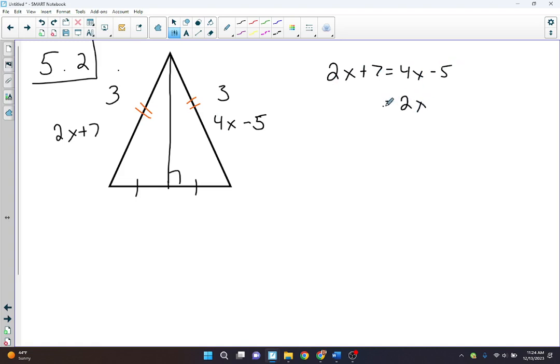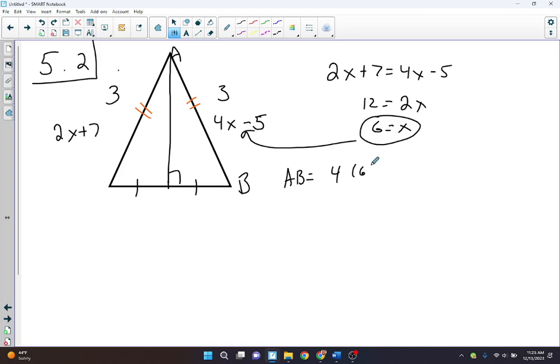2x equals 12, x equals 6. Reminder, if I ask you, let's say, find AB, what do you do after you find x equals 6? You plug it into the equation. In this case, it's equal, so you could technically plug it in either way. Why are we plugging it in? If I ask for AB. Oh, I see. So just be careful of that.